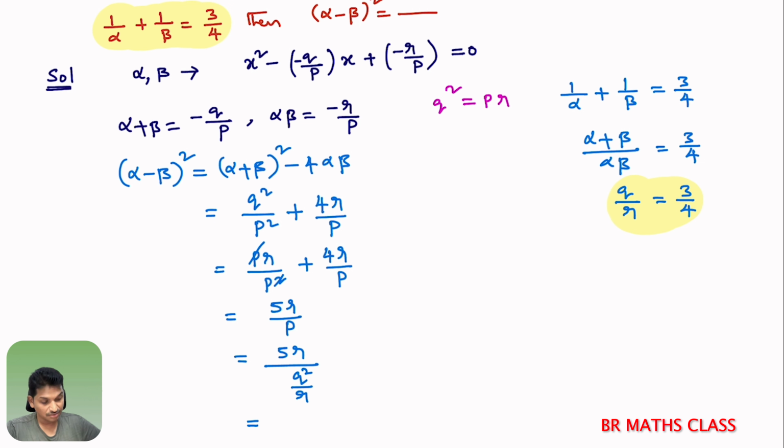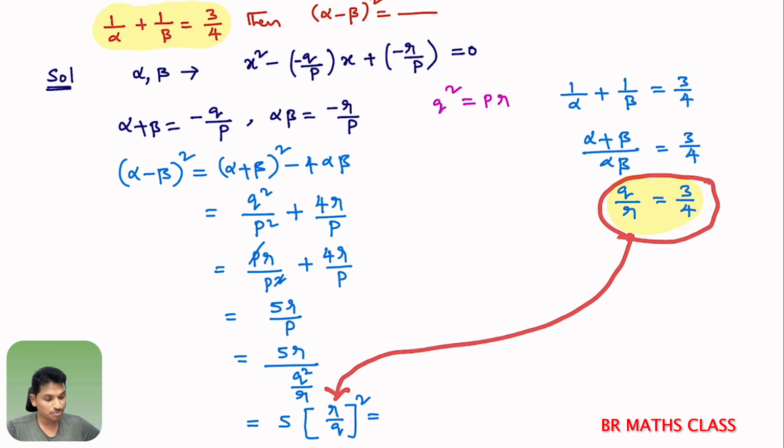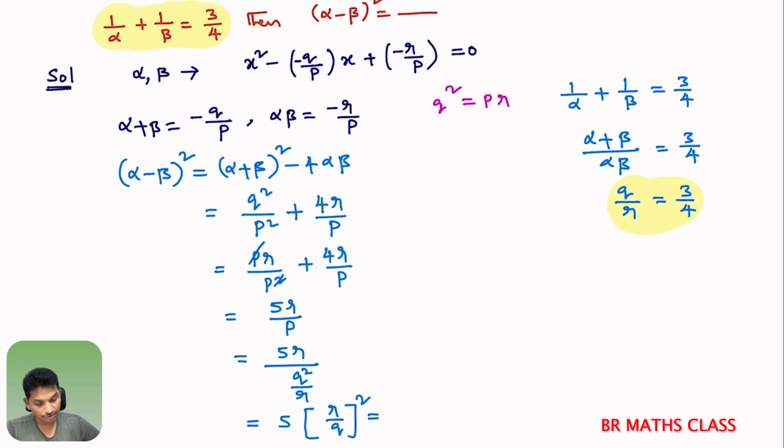If you simplify this, r comes to the numerator, and this is nothing but 5 times r square by q square. That can be written as r by q whole square. Here I got the q by r value. Now, r by q is the reciprocal of this. r by q is 4 by 3. So in place of r by q, I can write 4 by 3. 4 by 3 whole square is 16 by 9. 5 into 16 is 80 divided by 9.